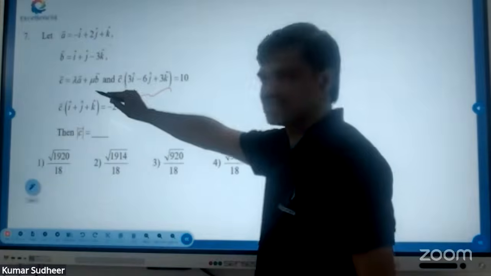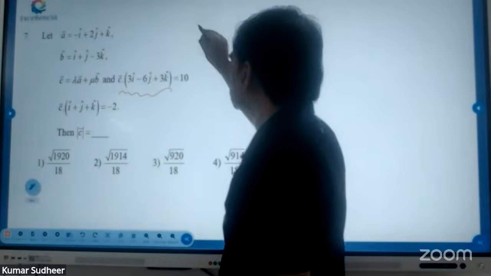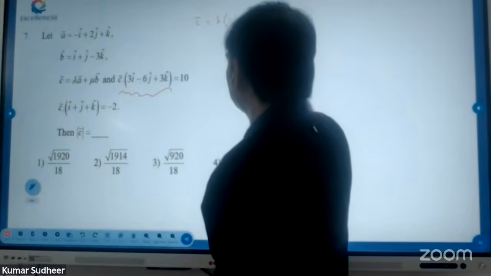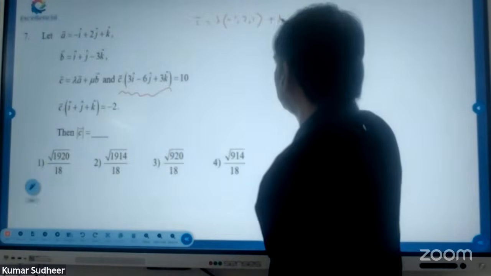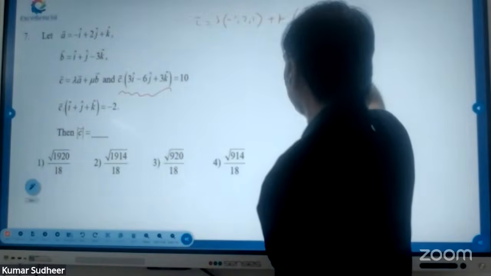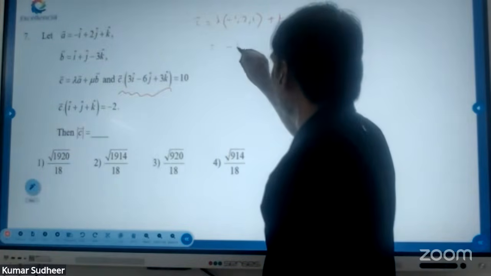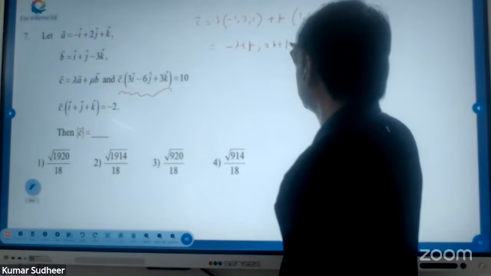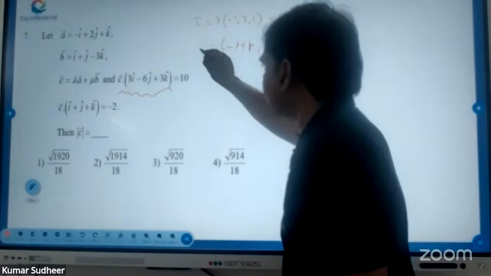So let us find out what is C bar. It is given lambda A bar plus mu B bar. So what I'm doing here, C bar is equal to lambda into A bar, minus 1, 2, 1. Next, mu into B bar. B bar is 1, 1, minus 3. So let us find out this: minus lambda plus mu, 2 lambda plus mu. Next, lambda minus 3 mu. So I got the vector C bar.